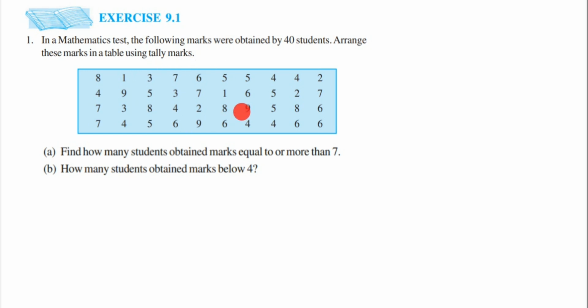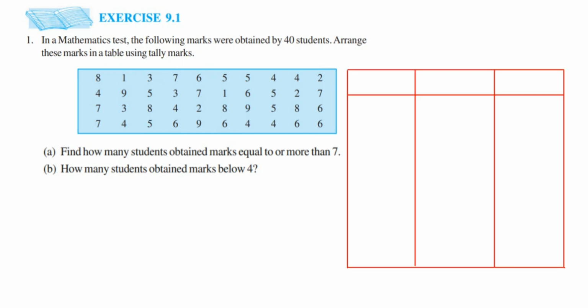So here's the marks of 40 students. First, we have to arrange these marks in a table using tally marks. So we have to draw a table. Here's a table with 3 columns. First one is marks obtained, second is tally marks, and third is number of students.